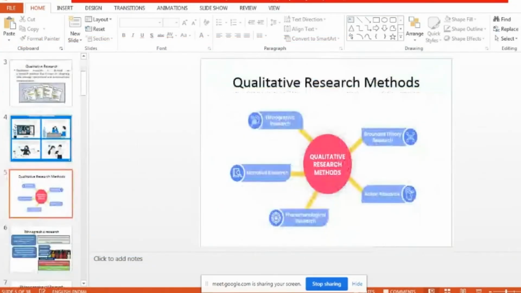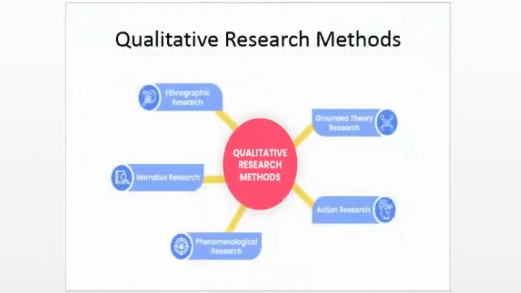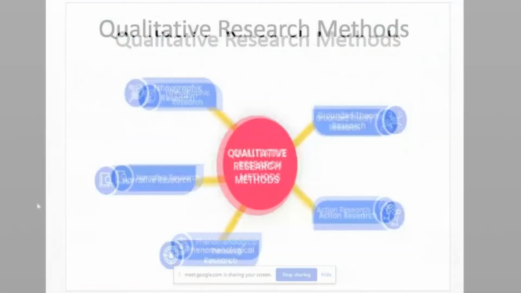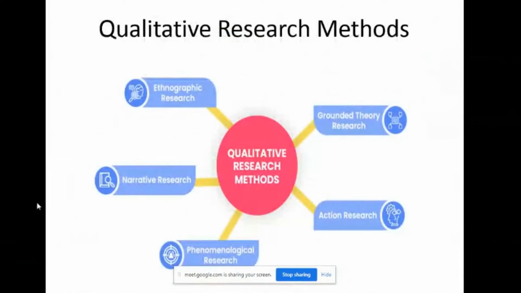Next, we are going to discuss the qualitative research methods. If we want to analyze qualitative data, there are different types of research methods available. One by one, we are going to discuss ethnographic research, then narrative research, then phenomenological research, action research, and grounded theory research.